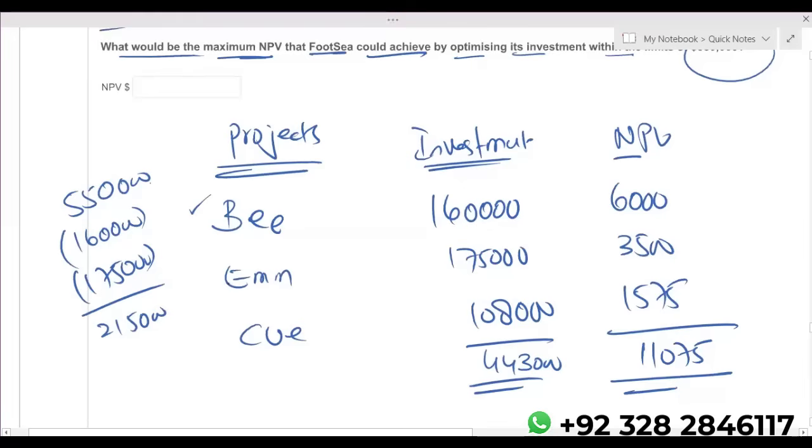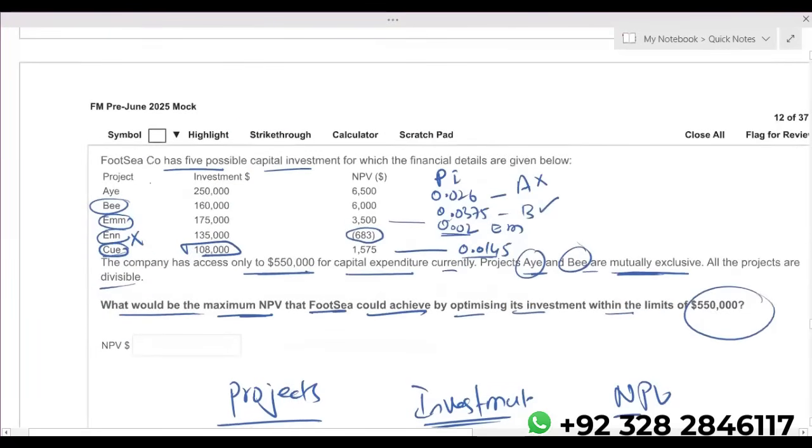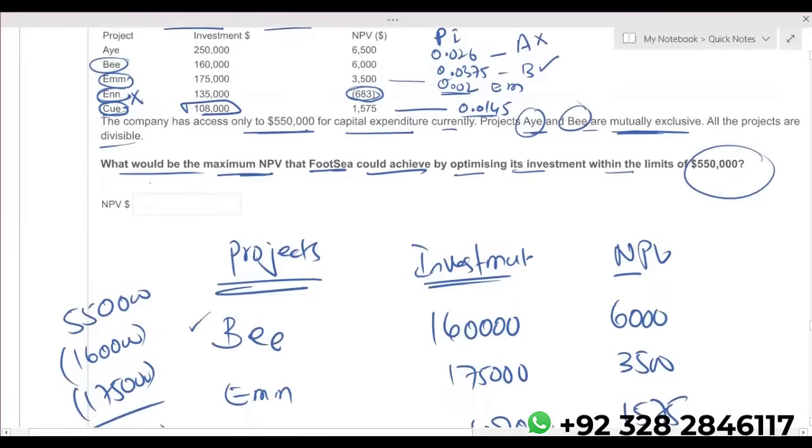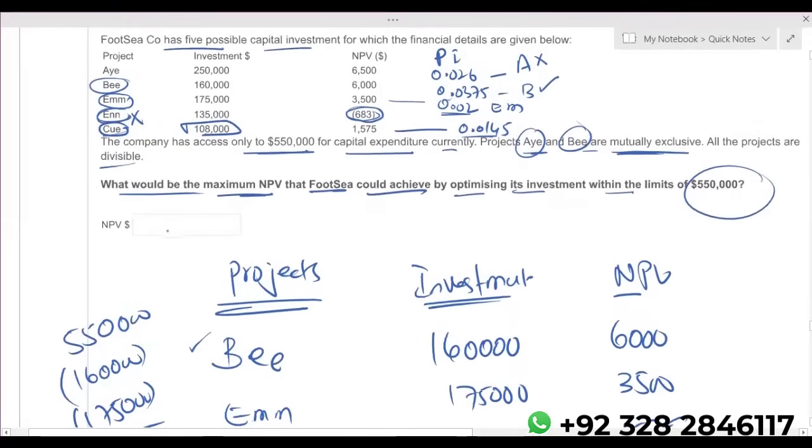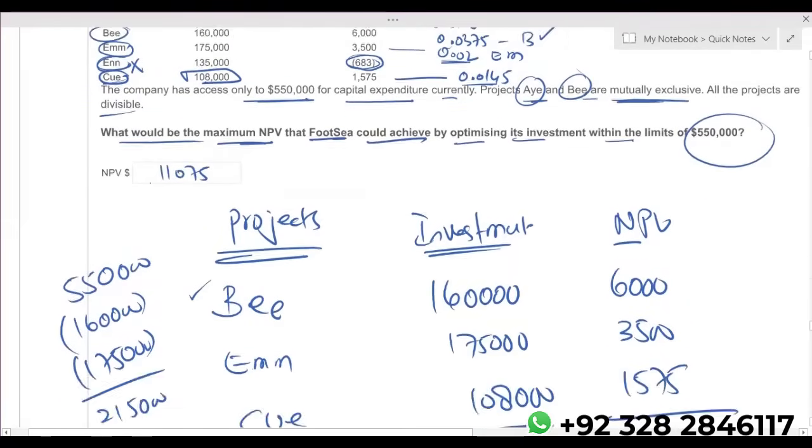After that, EM project's profitability index is higher than Q's. That is why EM got second number. Q is the third number. And why did we leave EN? EN is a loss-making project. That is why I'm not putting my money over here, even though we do have the funds. But it does not mean if you have the funds, make an investment in a loss-making project. Never. So the maximum possible NPV is 11,075.